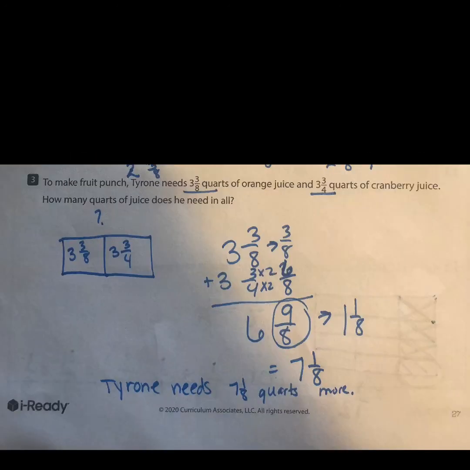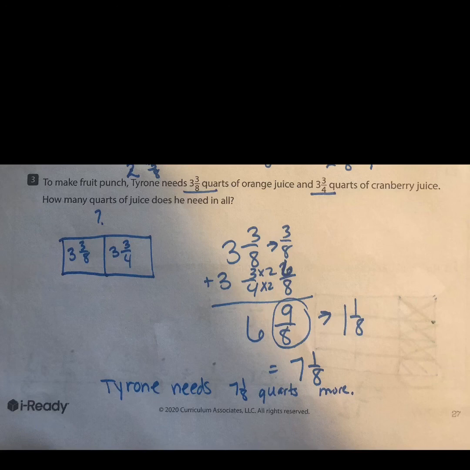Okay, how many quarts does she need in all for this one? I'm trying to find the total, which means that I'm going to add. So on this one, you have 3 3/8 plus 3 3/4. I made a common denominator of 8. So the only one I needed to change was 3/4 equals 6/8. When I add my fractions, 3/8 plus 6/8 equals 9/8.